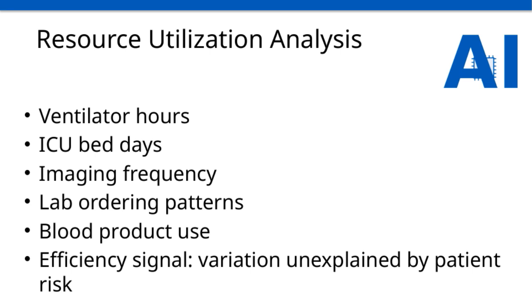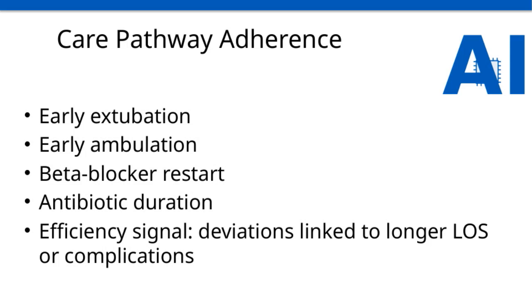Ultimately, this resource utilization analysis helps us understand where we can optimize care delivery, reduce waste, and ensure that we're providing high-quality care efficiently across the board. Now, let's look at some key strategies for optimizing patient recovery and reducing length of stay. Early extubation is one such approach. By removing the breathing tube sooner, we help patients breathe more comfortably and reduce potential complications.